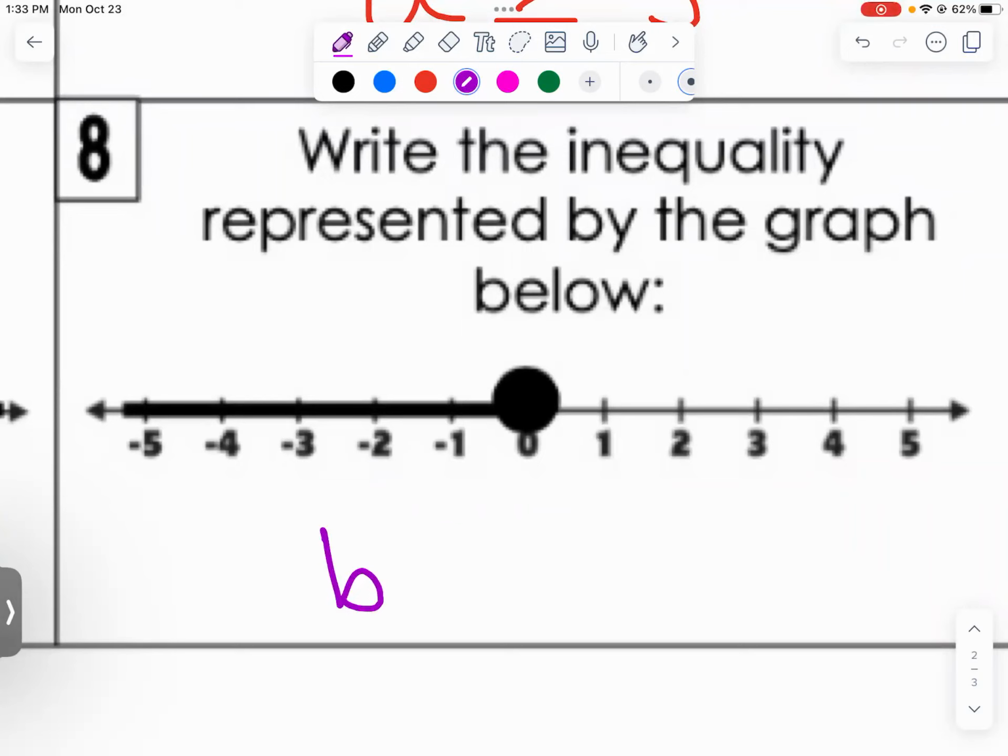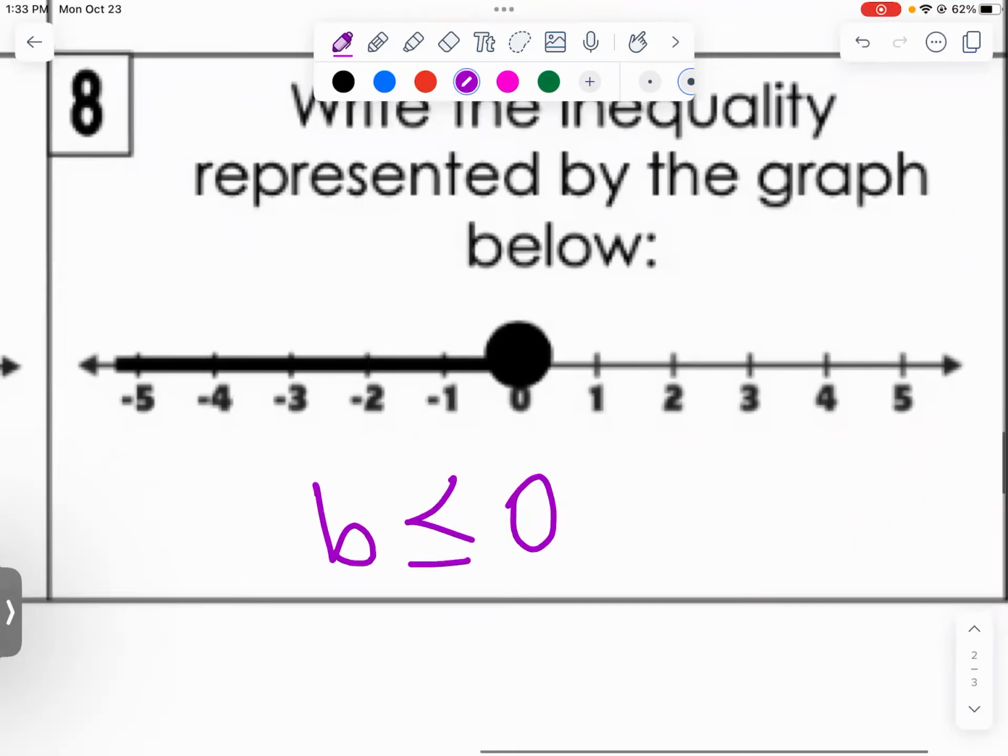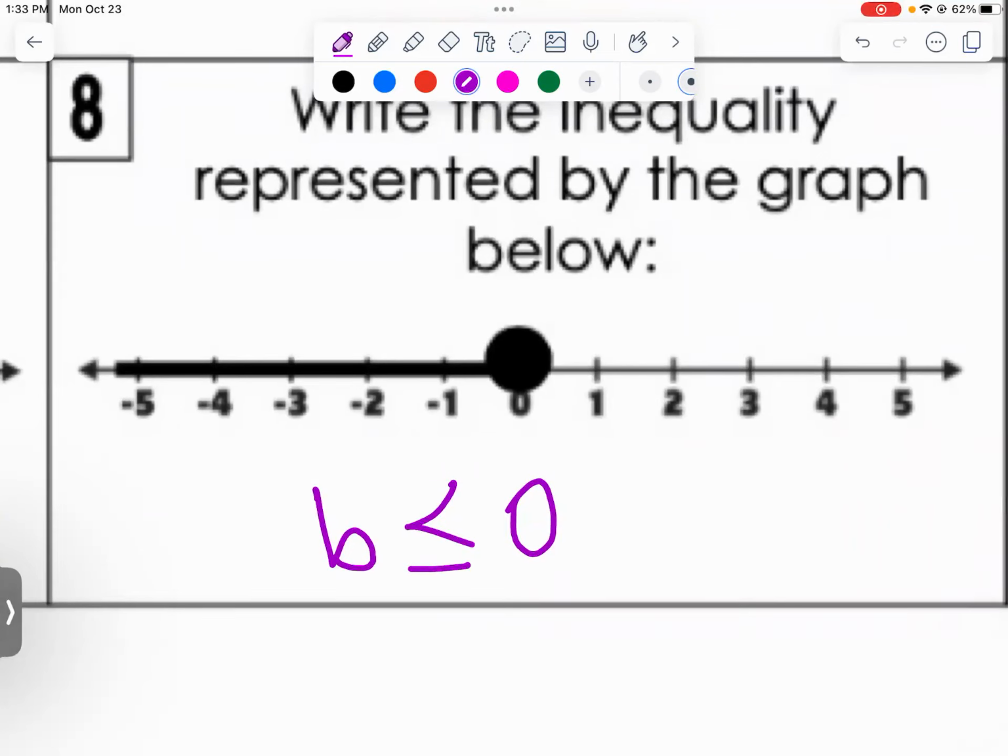What is that word? That's a line underneath. 0. Okay, so we would say that B is less than or equal to 0. You can use any letter you want, is what I said. Okay. Do you agree with the inequality in the number? Yeah. Okay. So your homework is page 3. It is easy. I bet you can get it done before class time ends.